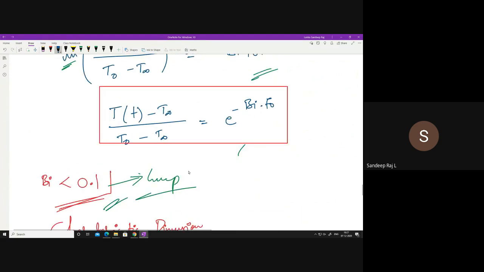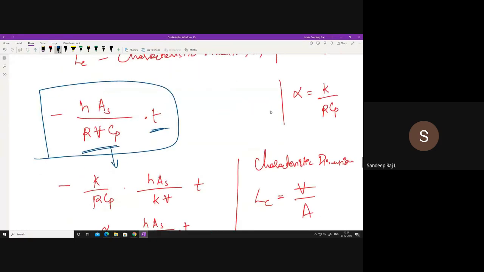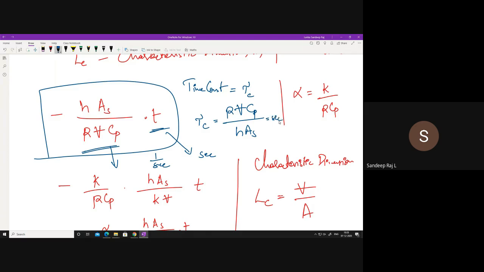Let me tell you. Here, this Biot into Fourier is a non-dimensional thing. Non-dimensional into non-dimensional is non-dimensional. So ultimately, this value is 1 by the time unit, which is second. So this one will have 1 by second. The time constant is represented with tau c. This tau c is taken as the inverse of this, that is rho V Cp by hAs, and it is again measured in seconds. So that's what the time constant is.